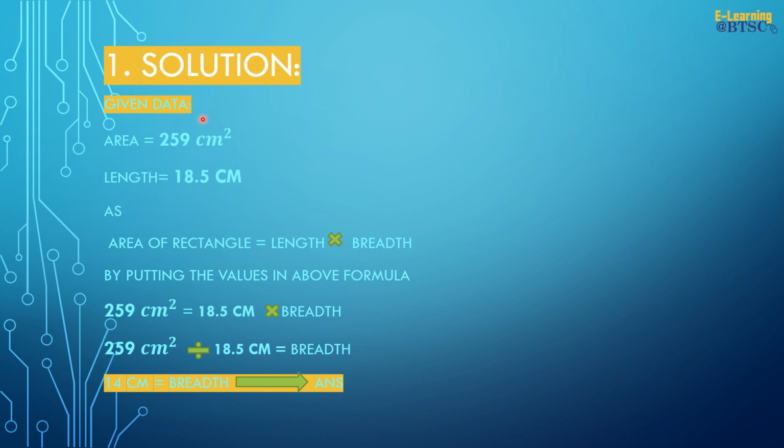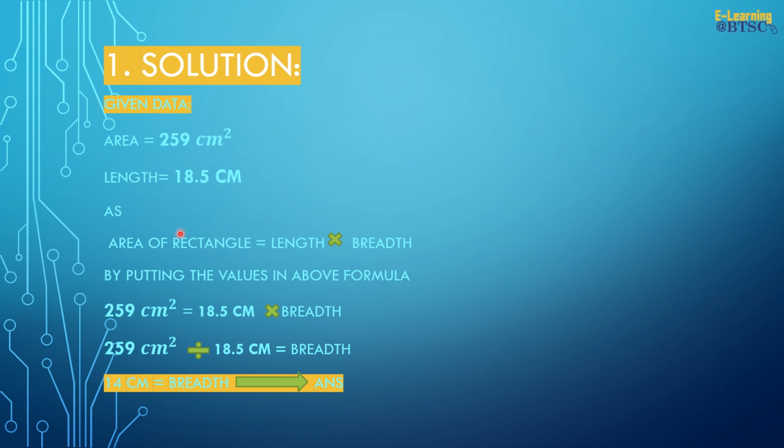Solution. We will start with the given data. We will first sort out the data that is given to us. We are given the area. Area is 259 centimeters square. Why square? We have discussed in the previous class that the area of any figure will always be in squares. And length is given, that is 18.5 centimeters. Before solving the question you will see whether both the dimensions have the same units or not. Units are same, yes. In the area you are given centimeter and in the length you are also given centimeter, so yes, we can solve it.